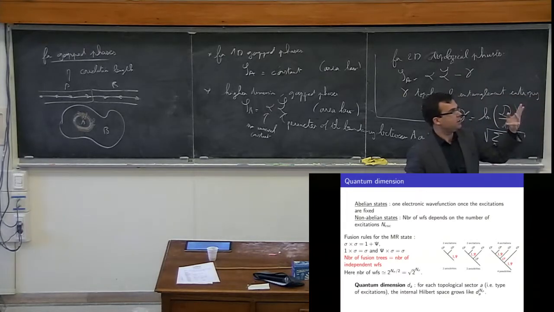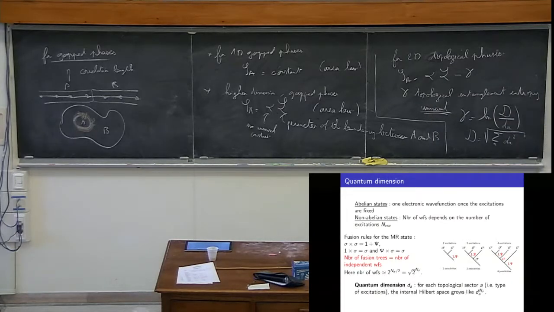If you have 3 excitations, you can fuse the first 2 into the one or psi, but once you fuse with a third sigma, the only option is sigma. When you have 4, here you have 2 possibilities, and here you have 4, right? So I can now fuse this sigma with another one and get either 1 or psi.